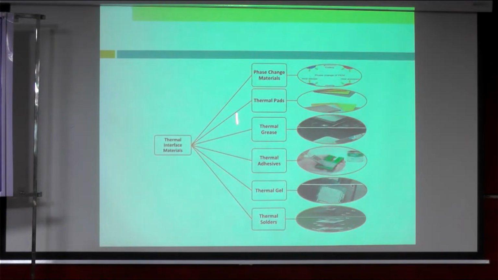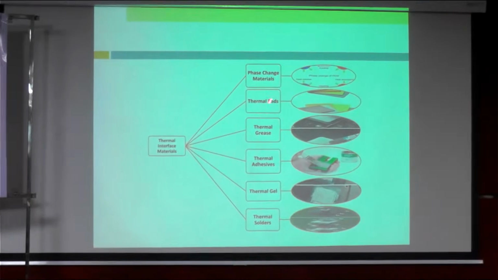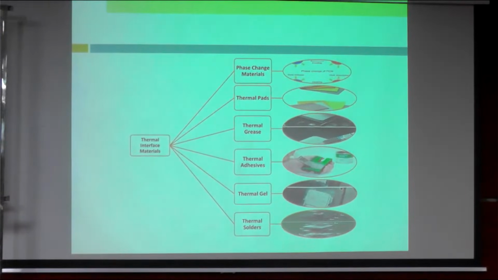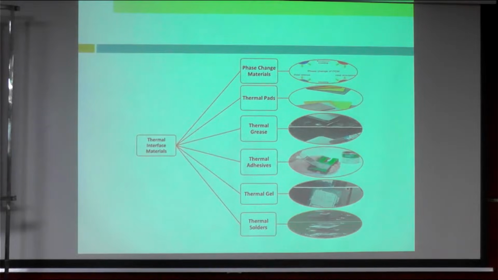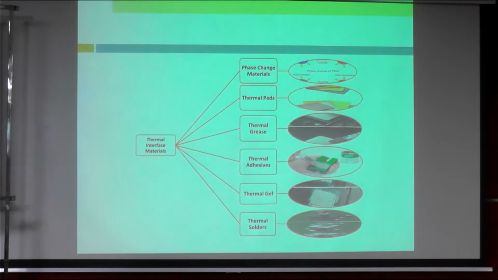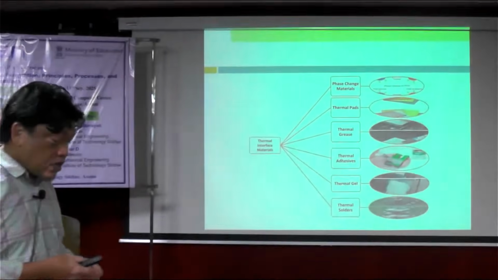And you can see that we have a lot of materials as a thermal interface normally used in electronics packaging, for example, phase change material and thermal pads. So this can be used accordingly in order to address the thermal management in the device itself. So for example, thermal grease and thermal adhesive and thermal gel and thermal solders. Basically, this can be used in order to channel the heat from certain device or certain area in order to avoid damage to the system.